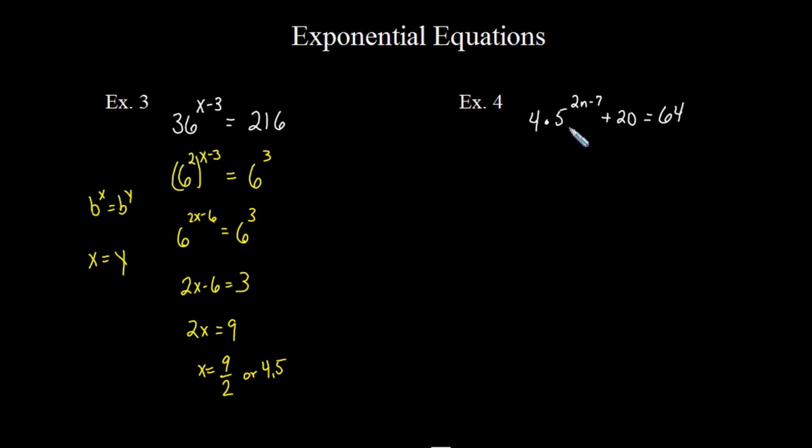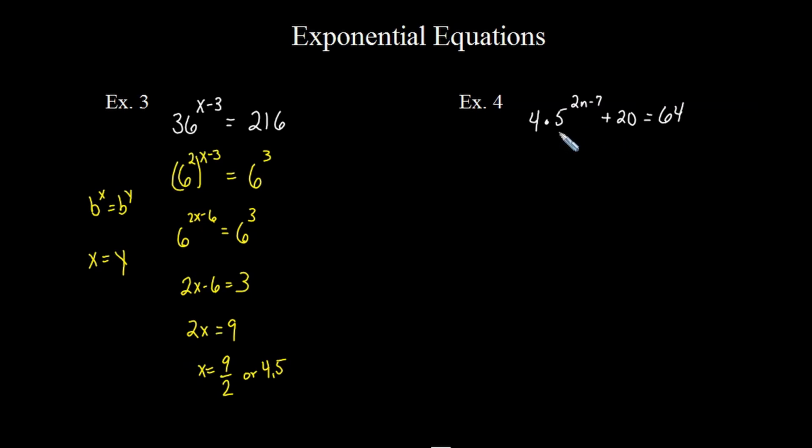Example 4, you start seeing we have a coefficient on our exponent term. We have a constant added to our exponent term. You can see that 64, it's not really a way for us to rewrite that in terms of base 5. So we know that we're going to have to use a different method here. So we're going to use the inverse function of exponential functions, which are logarithms.